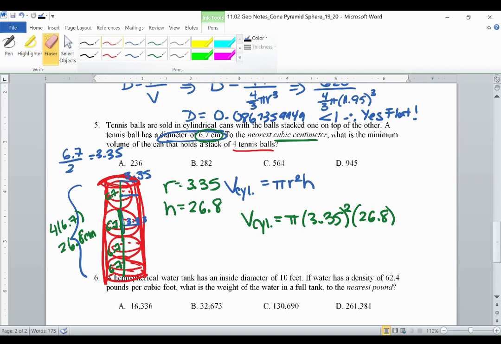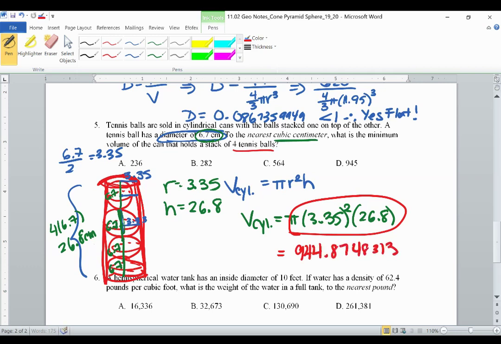We want to just type this entire thing right into your calculator. So if you need to, pause the video and type it in. All right, and we should get 944.874813, which is approximately 945.